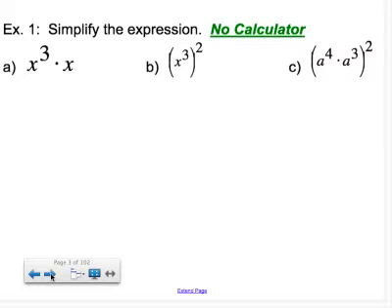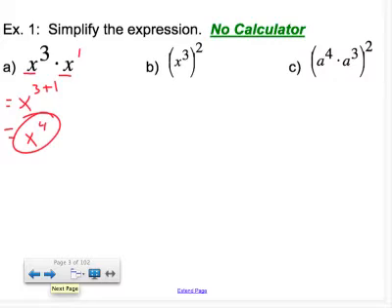this is x to the third times x to the first. And since I'm multiplying two things with the same base, I can combine their exponents by just adding them. 3 plus 1, that's x to the fourth power. Okay. In part B, this is a power to a power. And so that tells me the way I combine those exponents is by multiplying. X to the 3 times 2, and we all know 3 times 2 is 6.